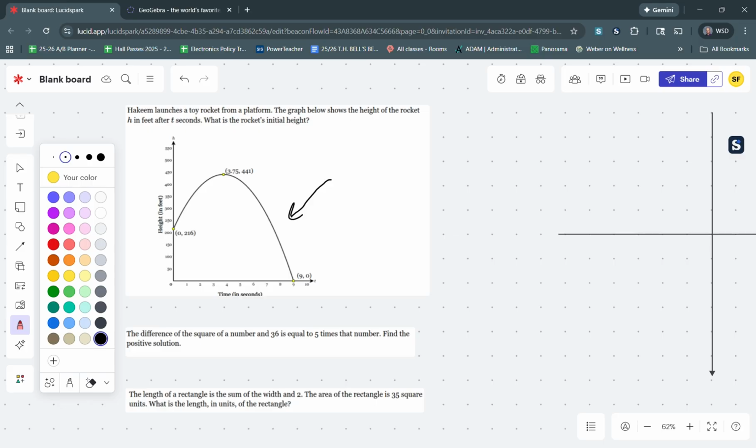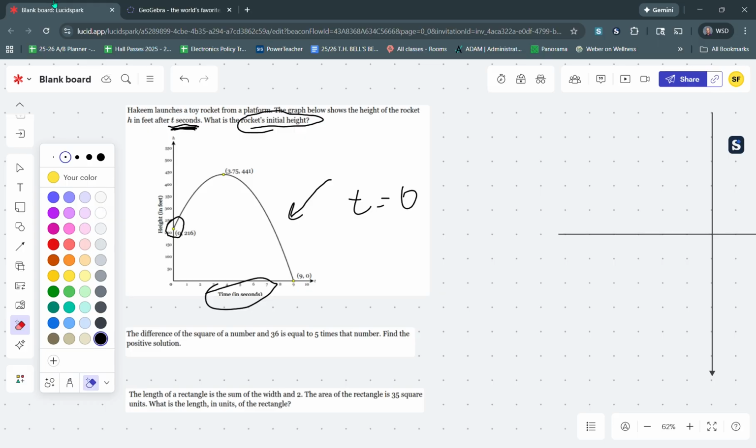This first one, we can see that we already have a graph, and the question asks us to show the height of the rocket, the initial height of the rocket. Initial height would be when our time has not passed at all, so when t equals 0. And you can see down on this x-axis, we have time right there. So t equals 0 happens right here at our y-intercept.